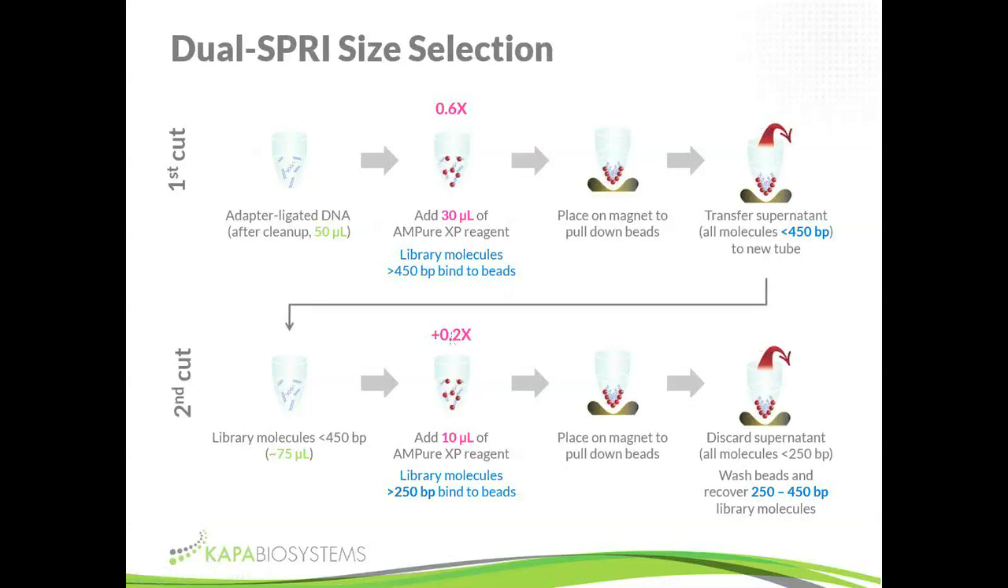So the rule of thumb is the first cut is the one that determines where your average size distribution is going to end. Lower cut for larger molecules, higher cut for smaller molecules, and the difference between the two, always use 0.2.